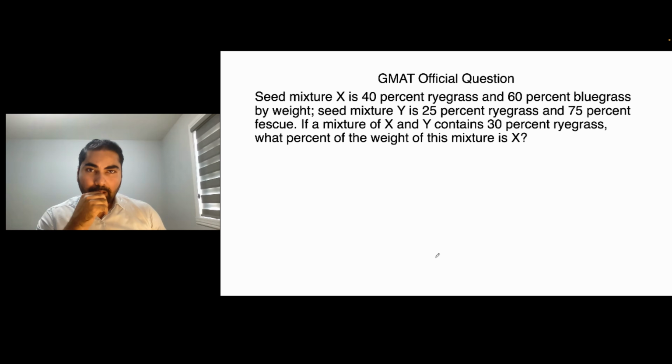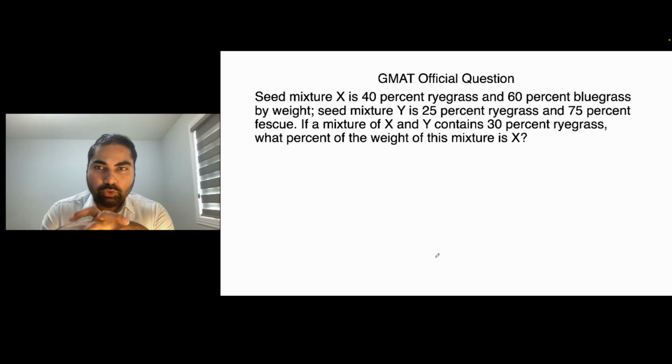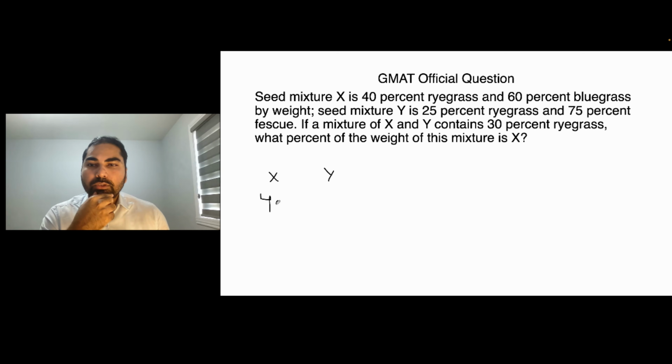Okay, so I'm just going to solve a GMAT official question here. It says that seed mixture X is 40% ryegrass and 60% bluegrass, and Y is 25% ryegrass and 75% something else. If they're mixed together, you get 30% ryegrass. So you can see the same things are happening here. You have a mixture X and a mixture Y, and let's just stick to the ryegrass here. Oh, no, I'm mixing it up.